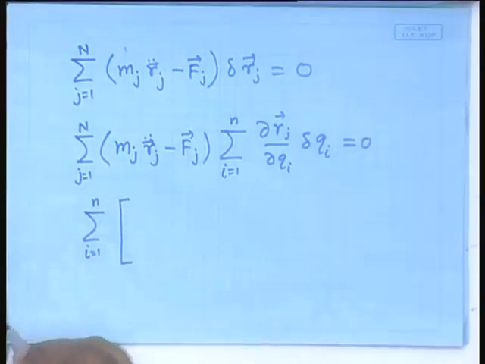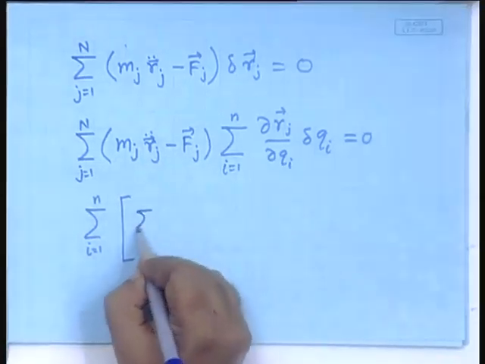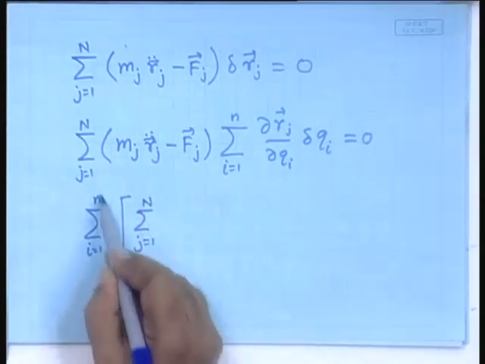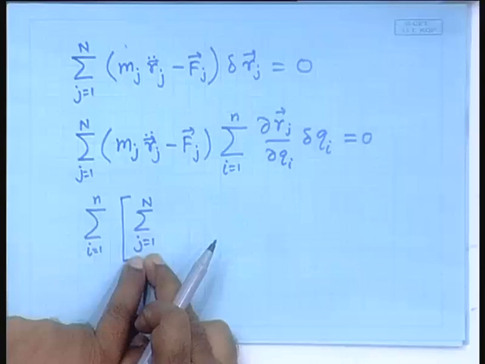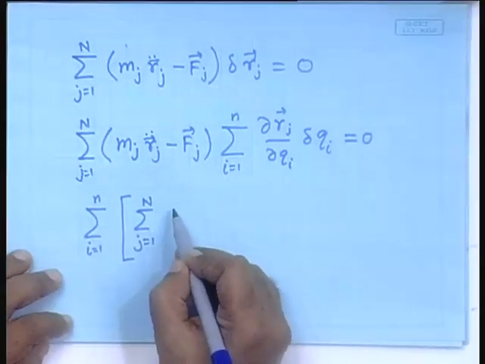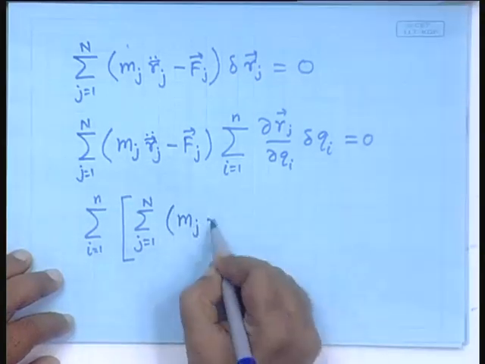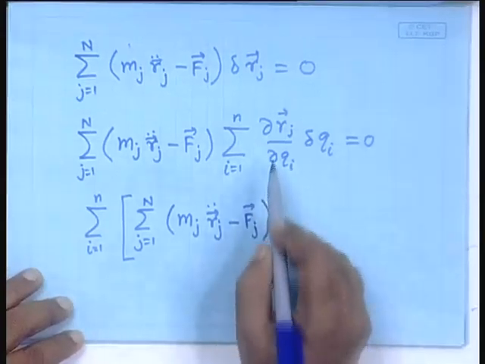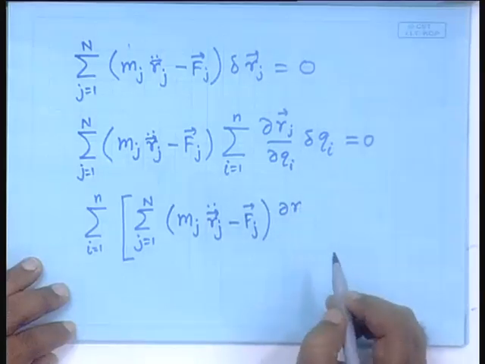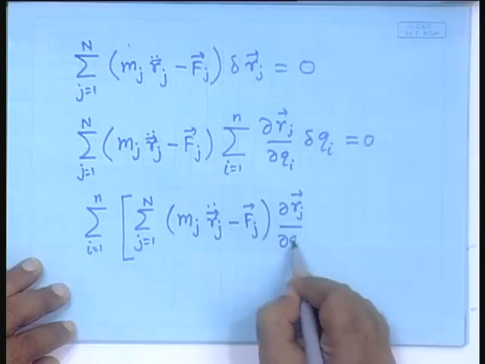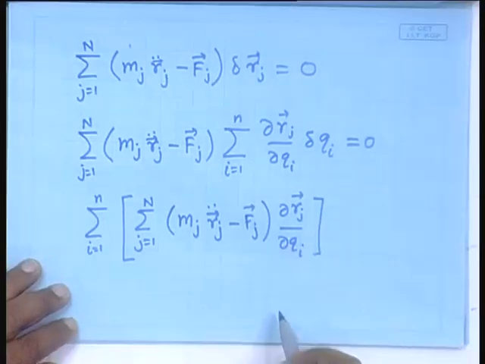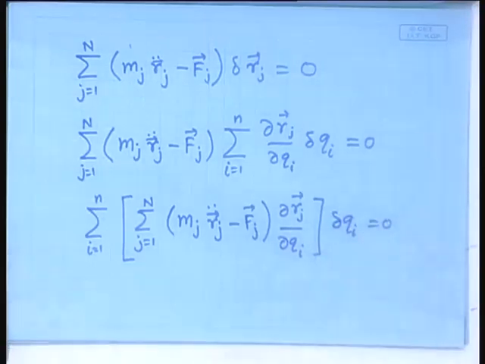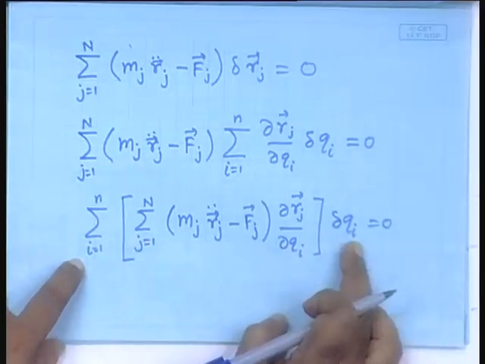What remains? What remains is this term. So, you have the summation over I, just to recall, the number of generalized coordinates, and the summation over j is the number of bodies, two things. Then this term comes, m j r double dot j minus f j, and then this term, delta r j by delta q I. So, this term is summed over j, and after that it is summed over I.